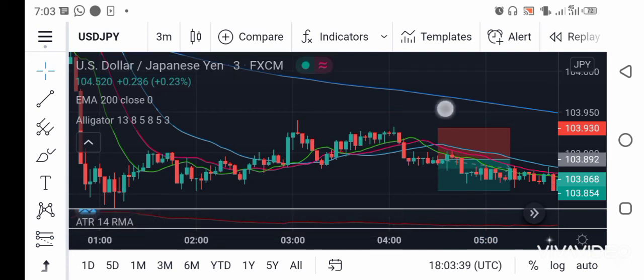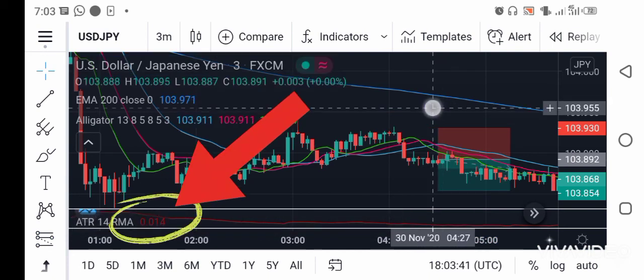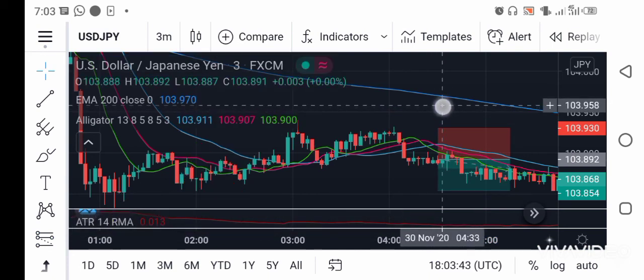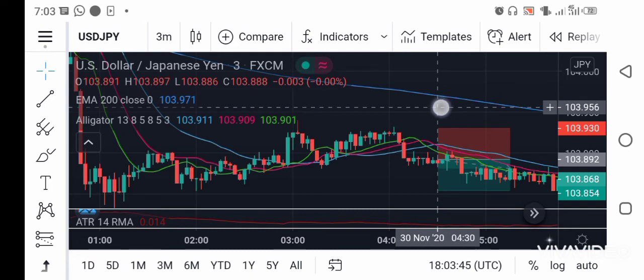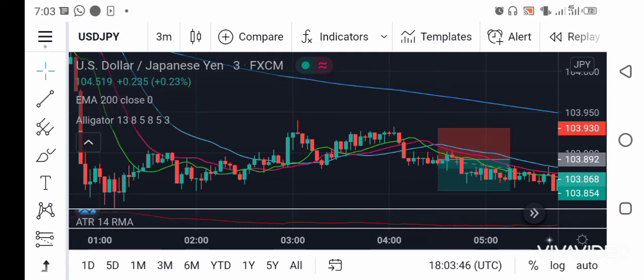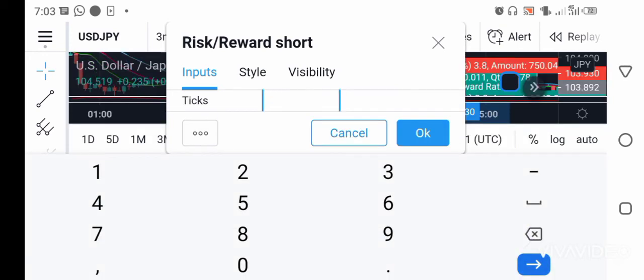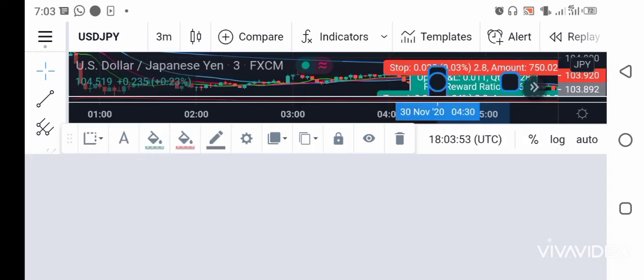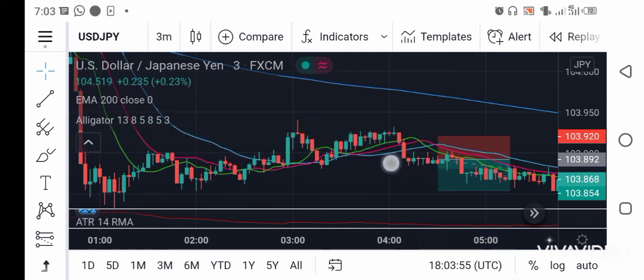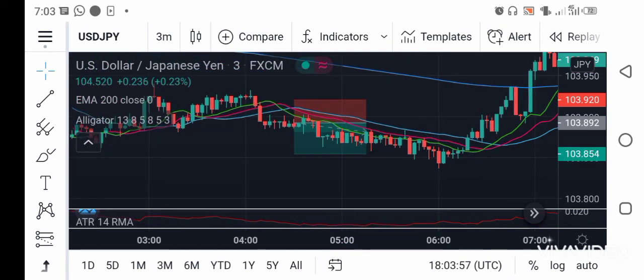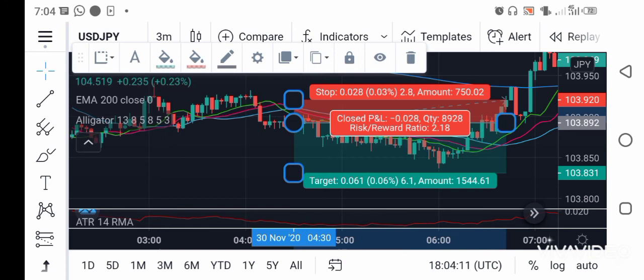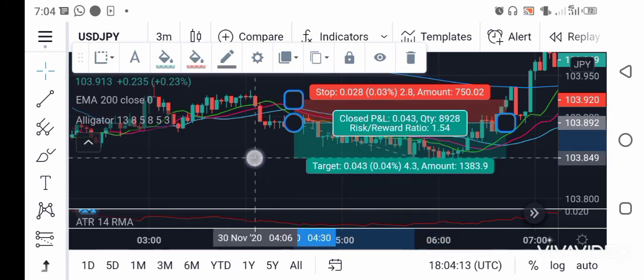So what is the ATR value? Like I said, the ATR value for that point is 14. So you want to use a 28 pip stop. So let's scroll down. 28 and down. So your target, like I said, is a 1.5R. So you want to use a 1.5R.